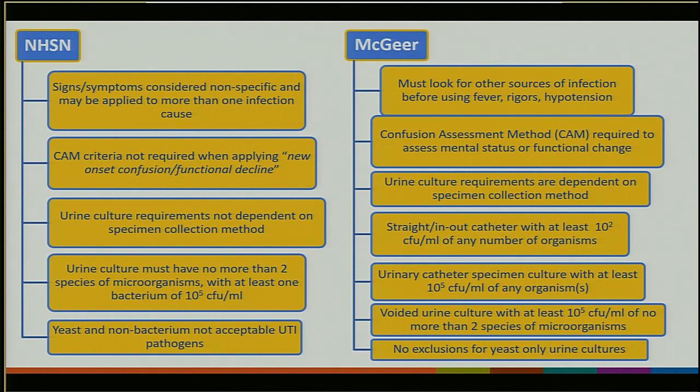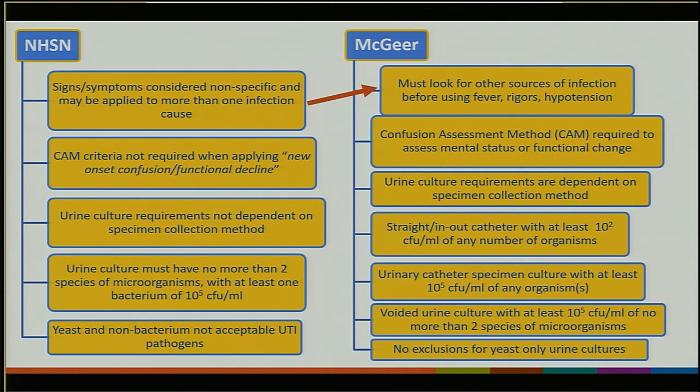If your resident has a fever, and your resident has a positive urine culture, and your resident has dysuria or another localized sign and symptom of a UTI, that resident will meet NHSN UTI criteria, even if the resident has a cough or has an infiltrate on the x-ray, because the way that we view fever is nonspecific, meaning it can be applied to more than one infection cause. Now, when you compare that to McGeer, McGeer says that you must look for other sources of infection before using fever, rigors, or hypotension. So that is one difference that you're going to see.